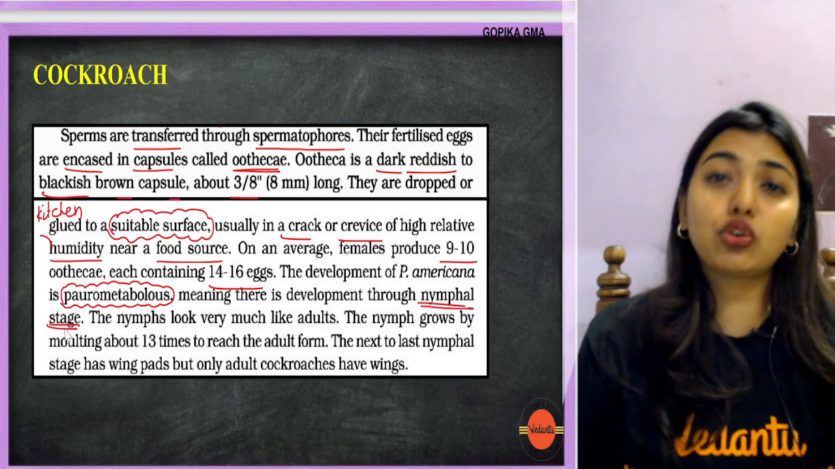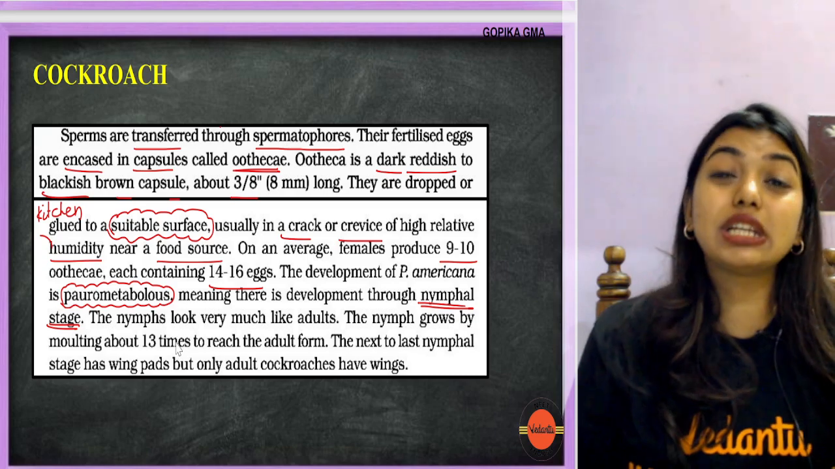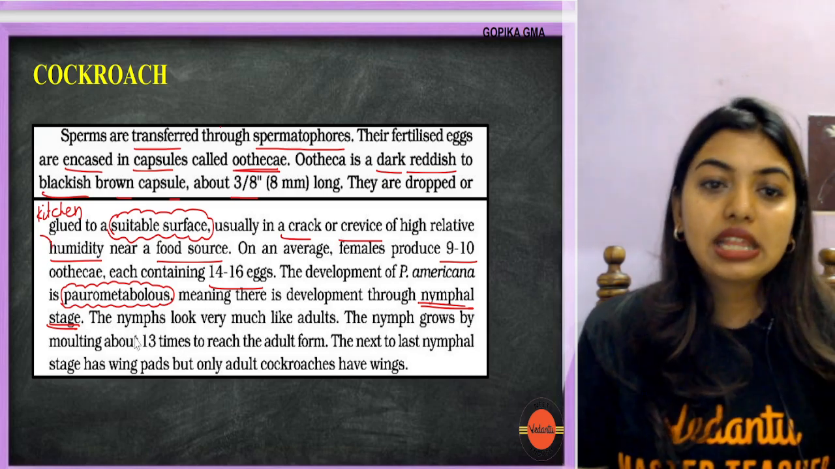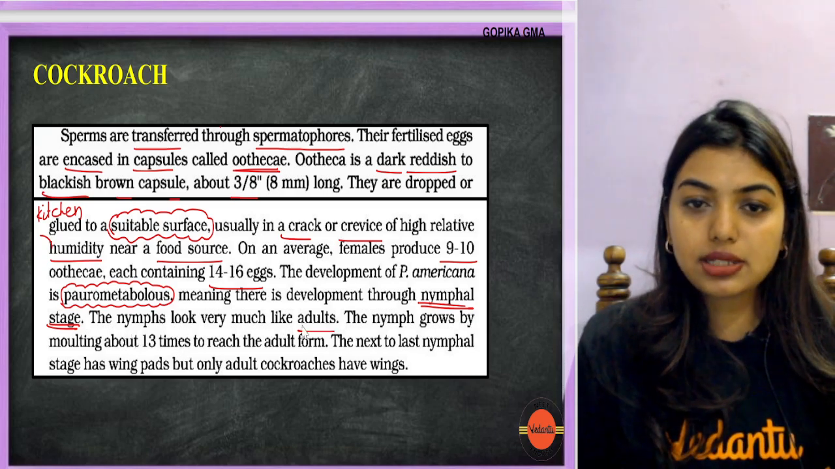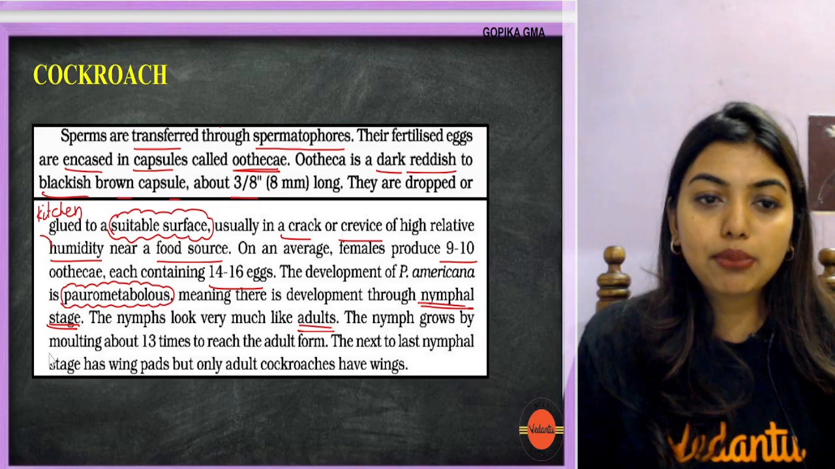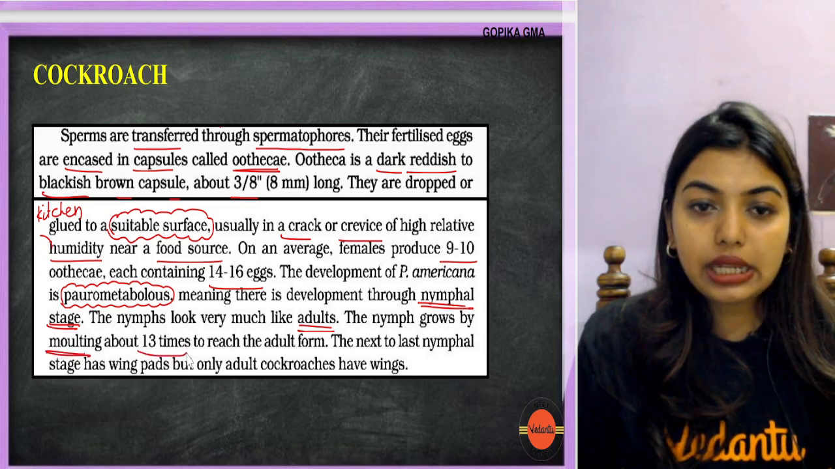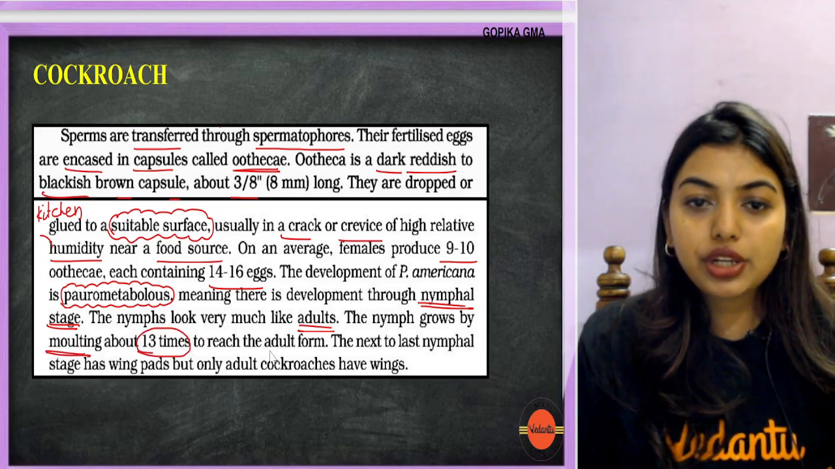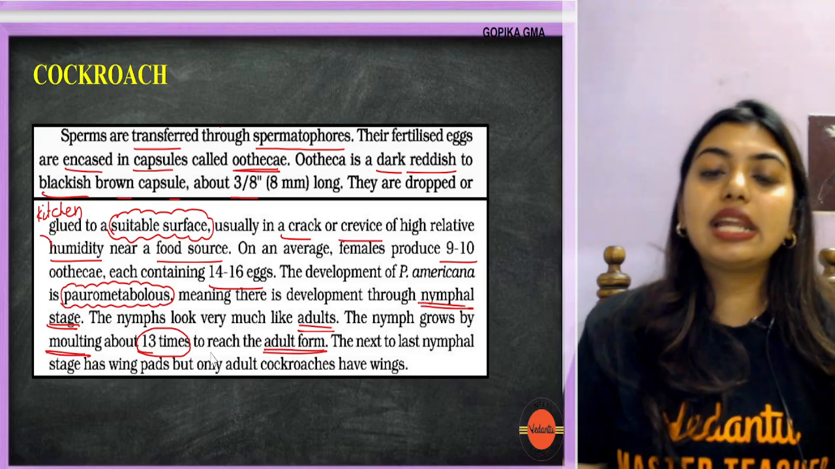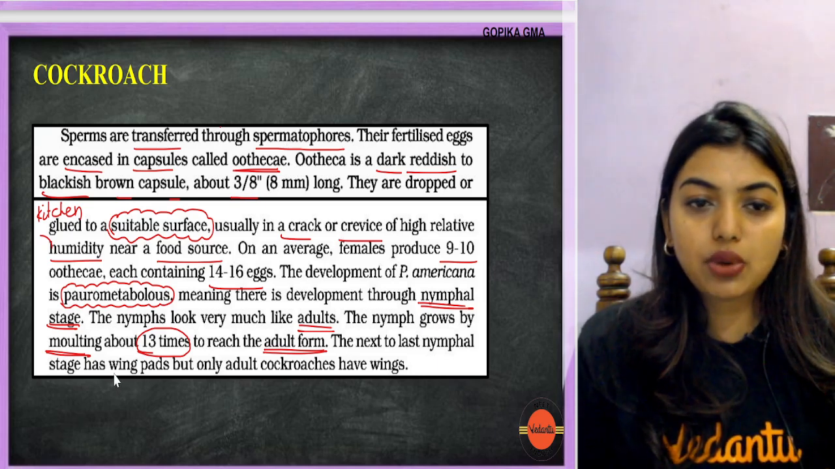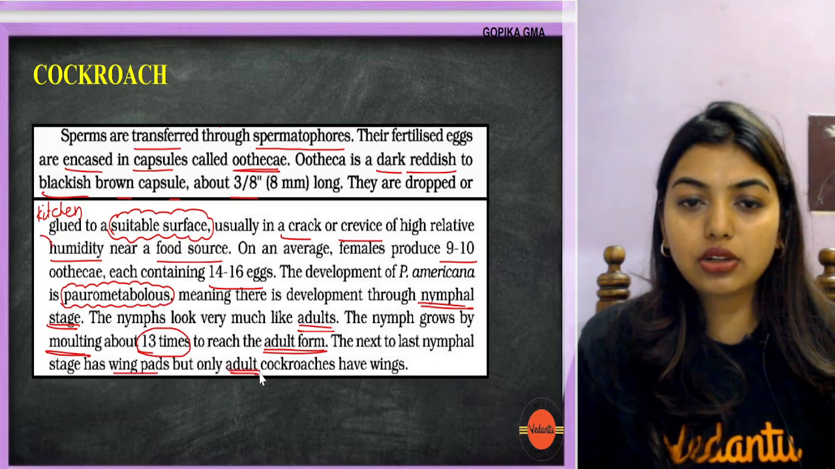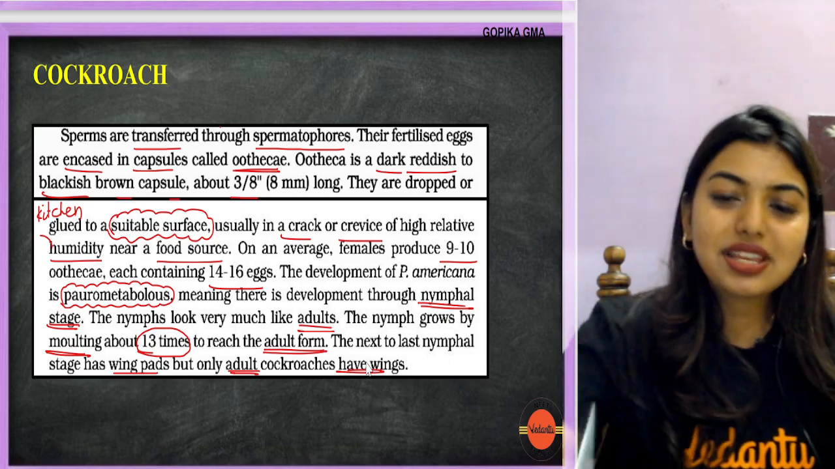So the small cockroaches that you see are not the actual cockroach, they're nymph stages. The nymph looks very much like the adult. The nymph grows by molting about 13 times to reach the adult form. The next to last nymphal stage has a wing pad, but only adult cockroaches have wings. That is why we are scared of the adult cockroach.